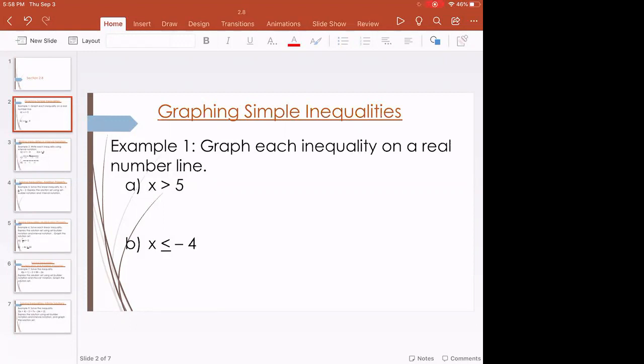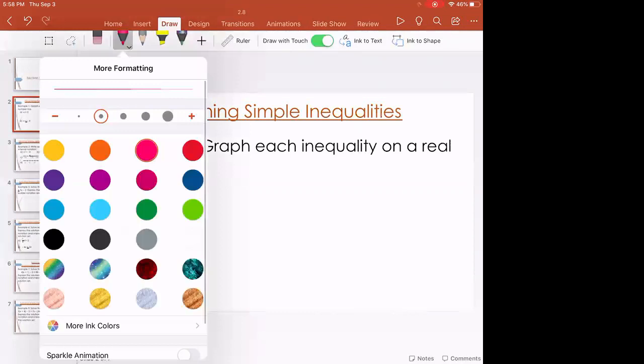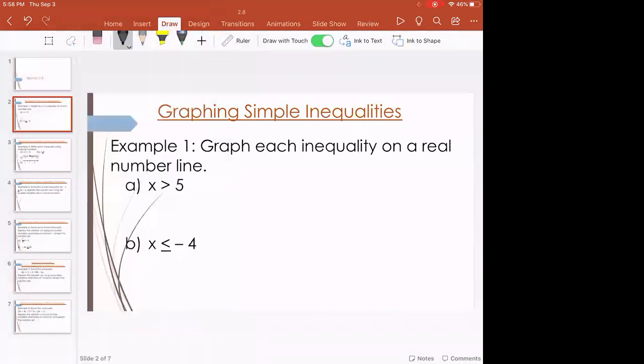So the first thing they ask us to do is to graph the inequality on a number line. So first you want to draw your number line. In my math lab, they'll have a number line there for you, okay? 0, 1, 2, 3, 4, 5, okay?